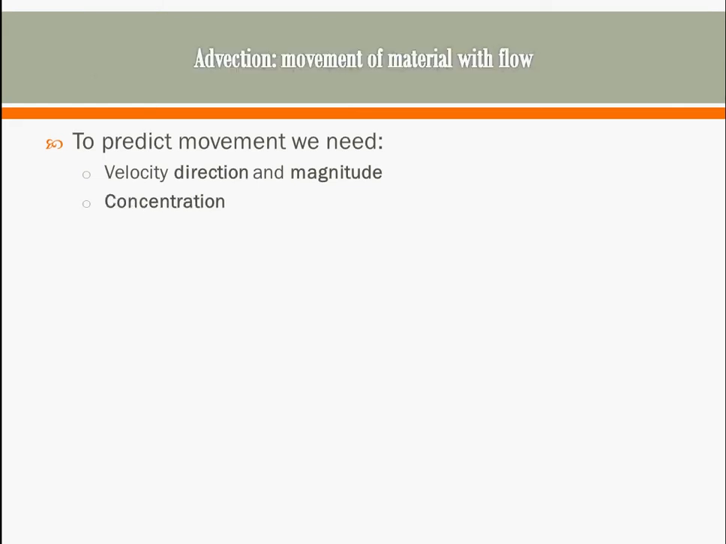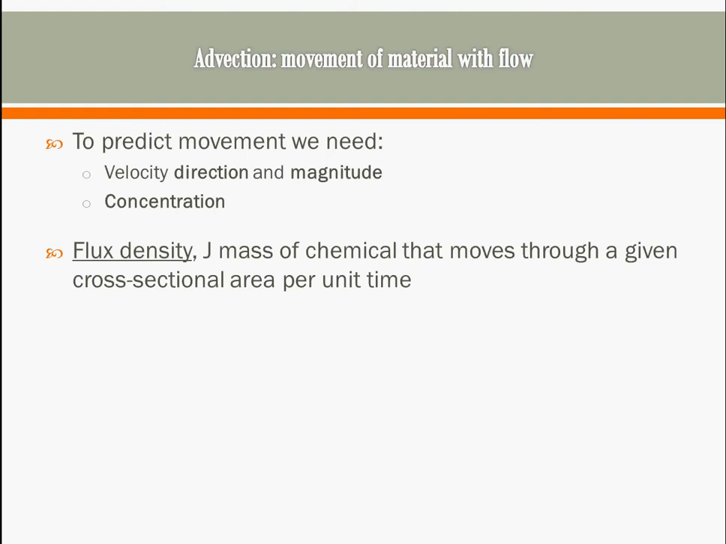We also need concentration, so how much of the pollutant is in the water or the air that is being moved in that direction. So we combine these two things to figure out the flux density, which is not a term that I'm a huge fan of. It's a little bit confusing. You can think of it just as flux, if that makes it easier for you. And it's abbreviated typically as J, right here. And it's the mass of a chemical that moves through a given cross-sectional area per unit time.